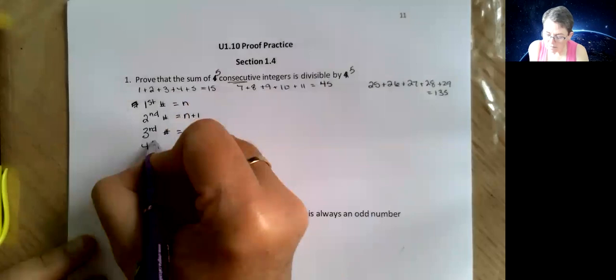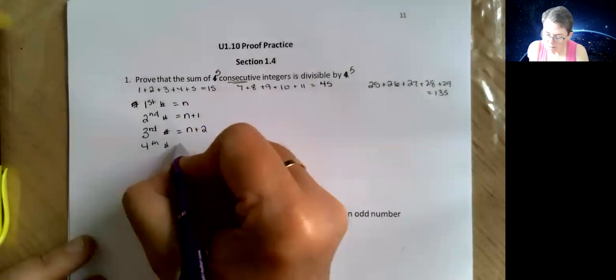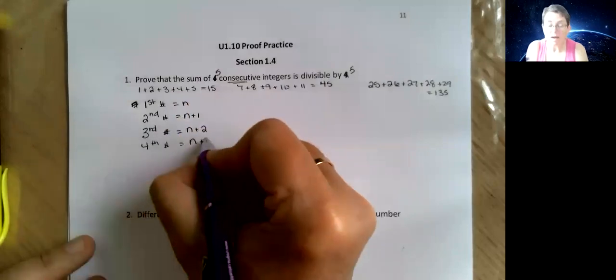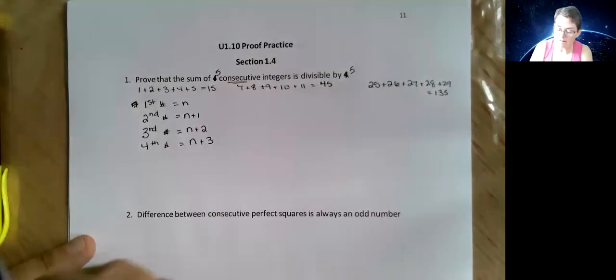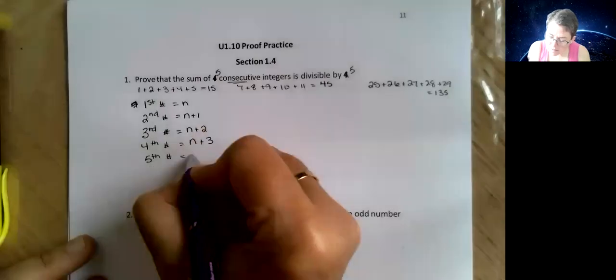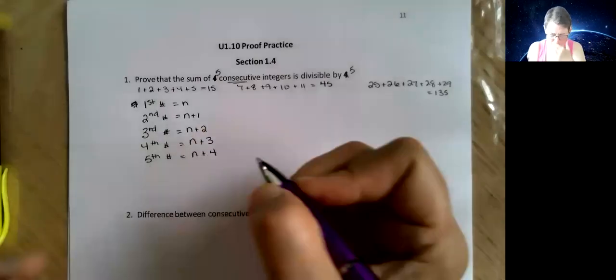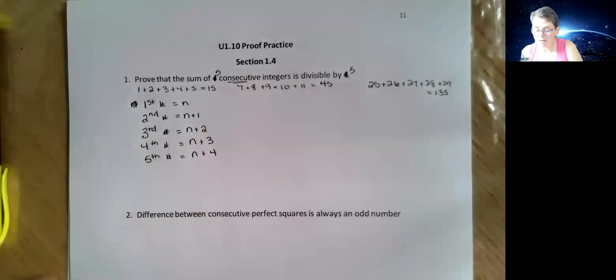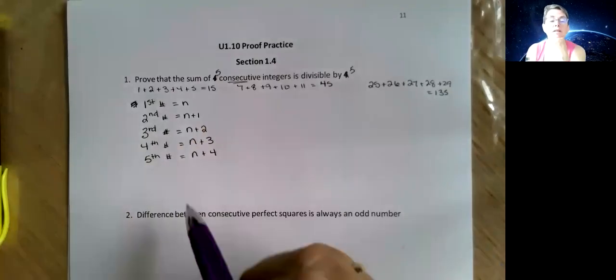My fourth number, I think you already know the pattern. Fifth number, n plus 4. All right, so got everything defined there.